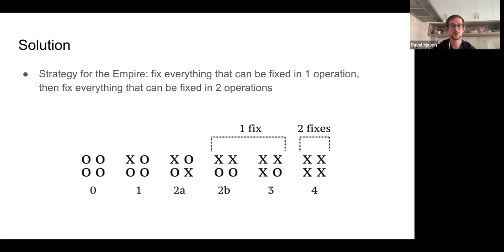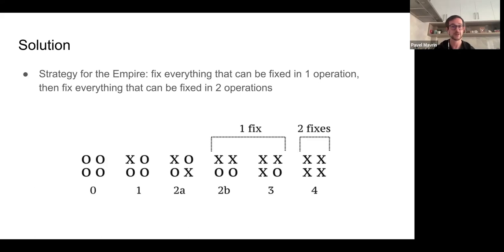Now, first, let's think what the empire will do. What will the second player do? Imagine you are the empire, you have some machines. You need to fix as many as possible, and you can only fix up to L legs. There are some machines that can be fixed in one operation. Machines of type 2b and 3 can be fixed in one operation, and machines of type 4 can be repaired in 2 operations.